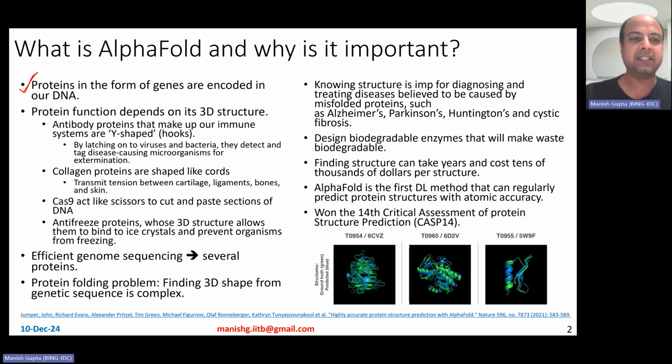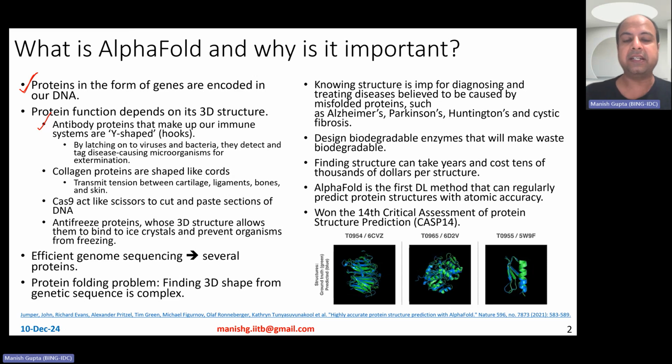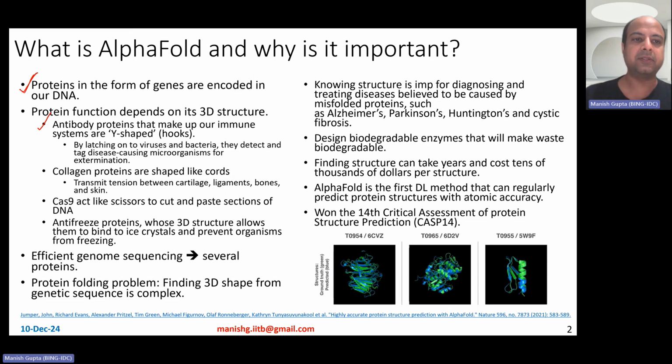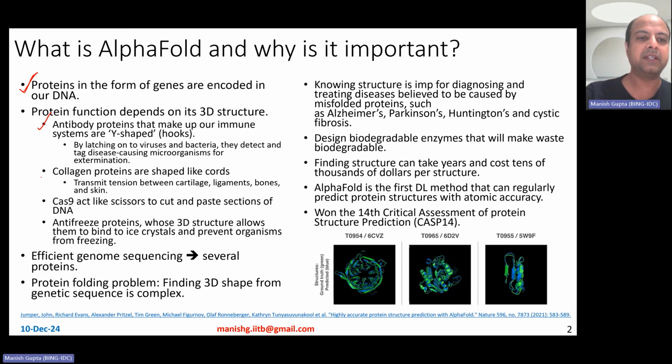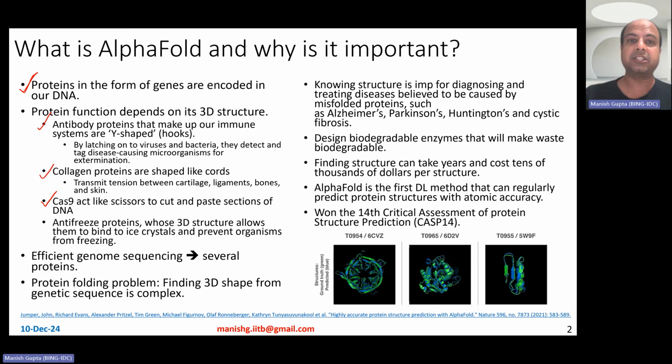So for example, here are some examples of proteins and their functions along with their structure. Antibody proteins are basically Y-shaped. They are more like hooks, and that helps them latch on to viruses and bacteria, and that is what helps them detect and tag those disease-causing bad guys, the microorganisms, and exterminate them. Collagen proteins are shaped like cords, and they help transmit tension between various components like cartilage, ligaments, bones, and skin. Cas9 proteins act like scissors to cut and paste sections of DNA.